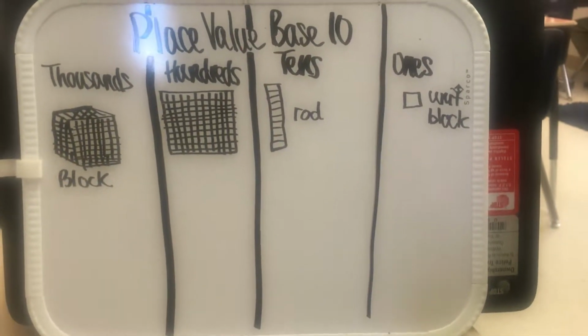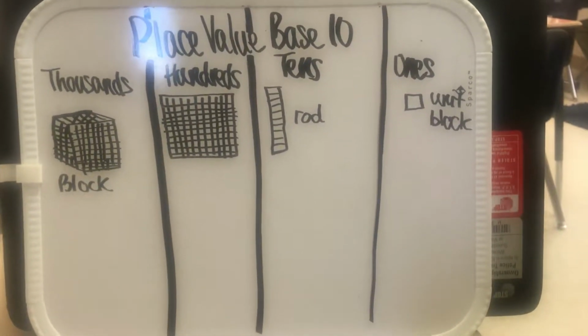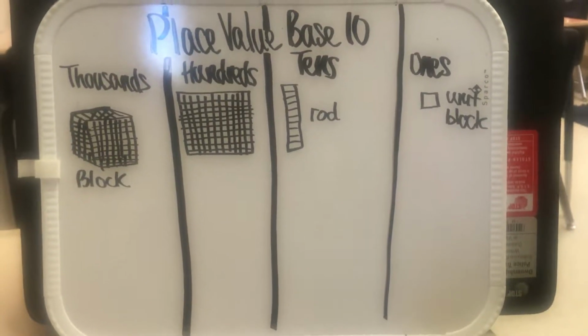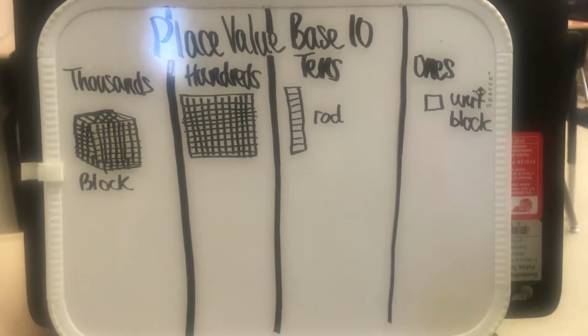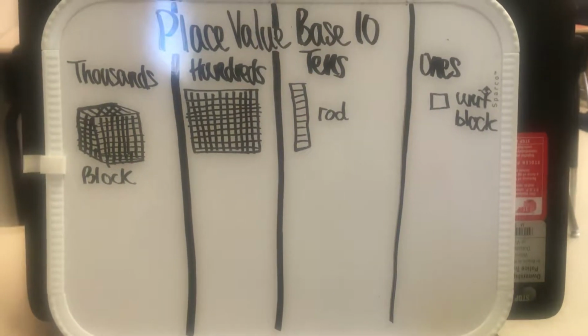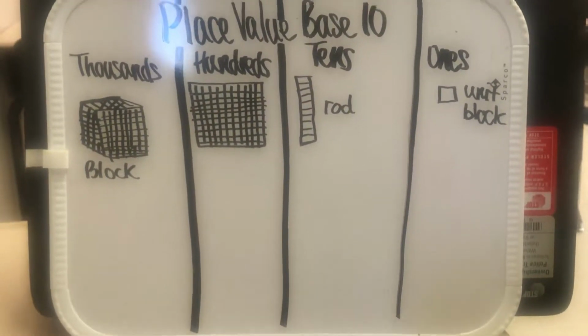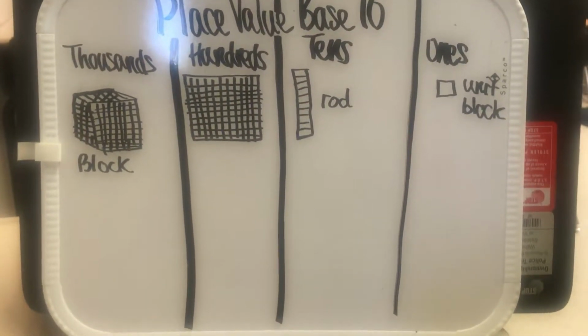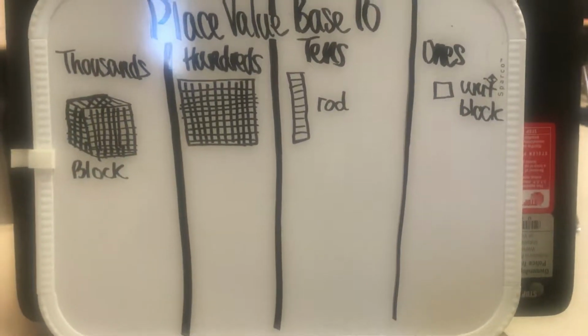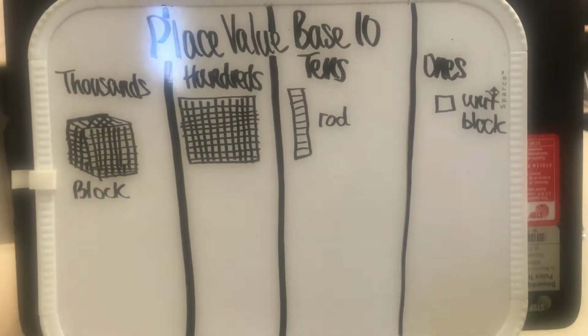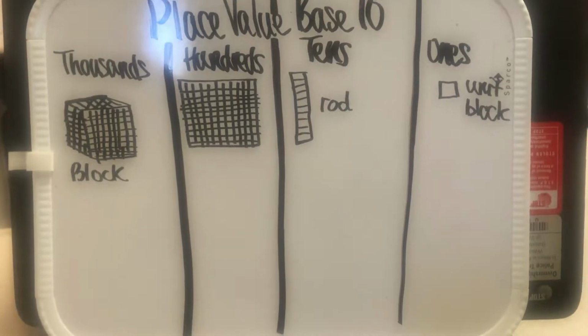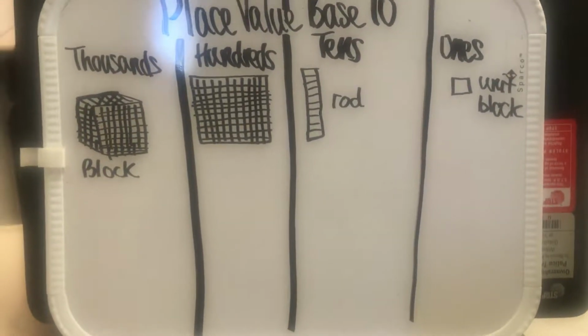Hello everyone. I am going to show you a quick video on how to show the place value multiplying by powers of 10. How do we multiply by the powers of 10 to find the relationship between the values of places in a number? Well, I'm glad you asked.